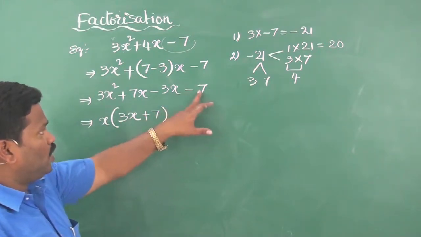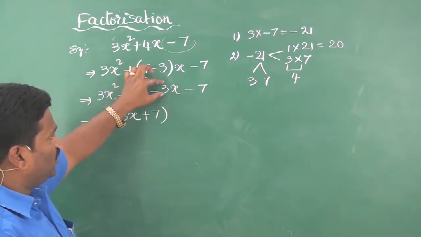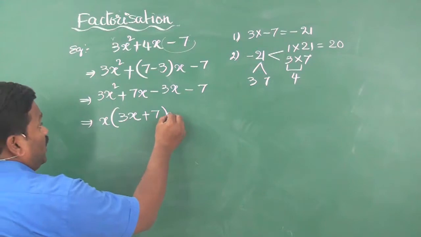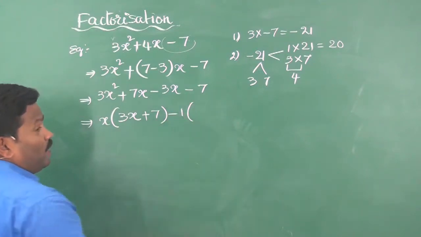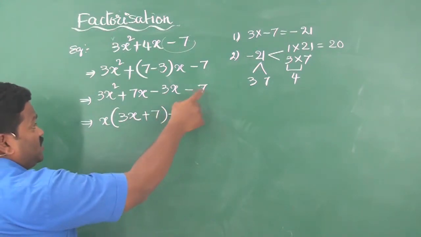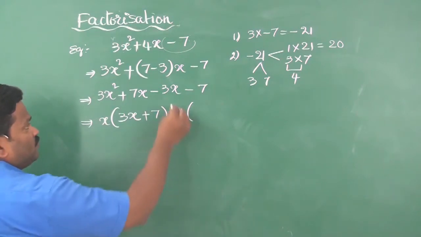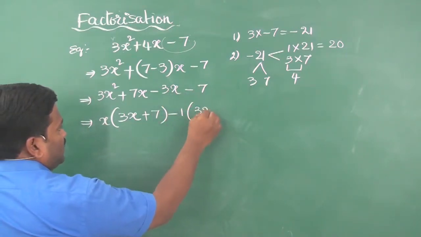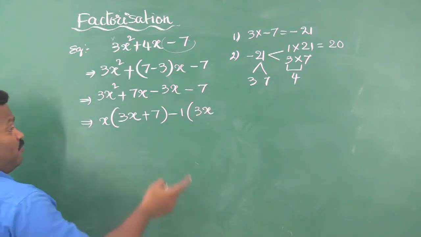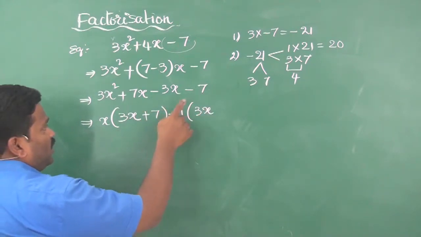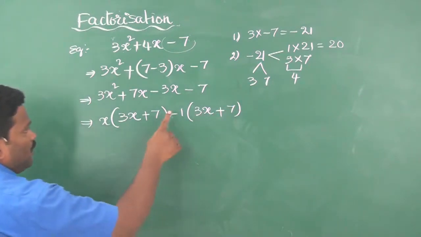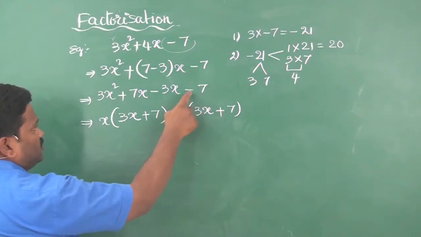Now, in these two, what can you take? We can't take even numericals and literals as common. Therefore, we can take only minus 1 common, because minus 1 is the GCD of these two numericals. Since we took minus 1 common, here we have 3x. As I said before, if you take minus common, here the minus becomes plus 7, because minus into plus is equal to minus.